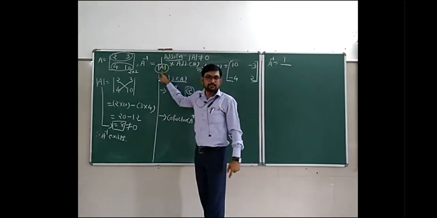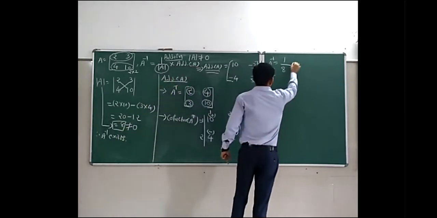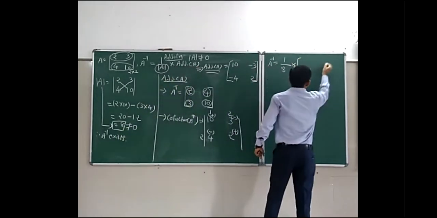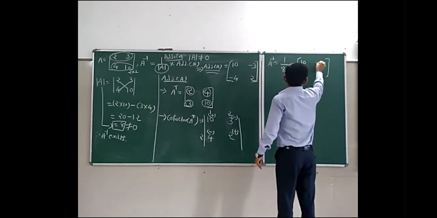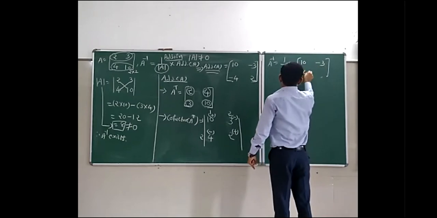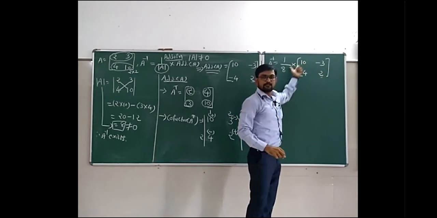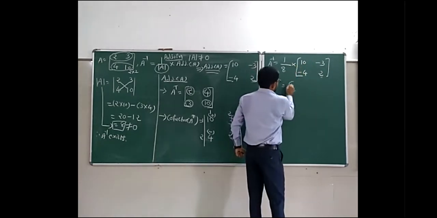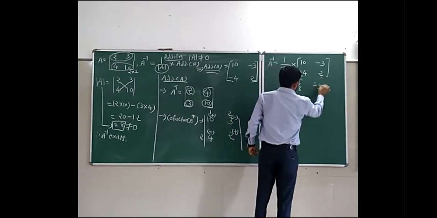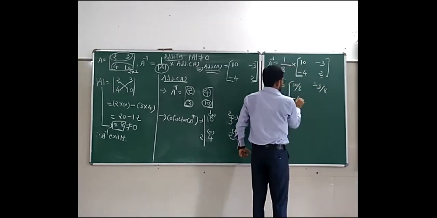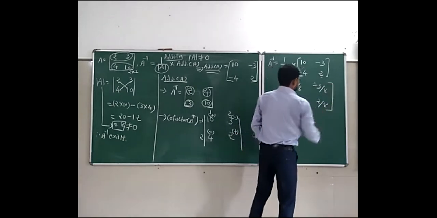1 upon determinant of A. 1 upon 8 into adjoint of A. What is the adjoint of A? 10, minus 3, minus 4, 2. Now we'll divide all elements by 8. So the answer is what? 10 by 8, minus 3 by 8, minus 4 by 8 and 2 by 8.